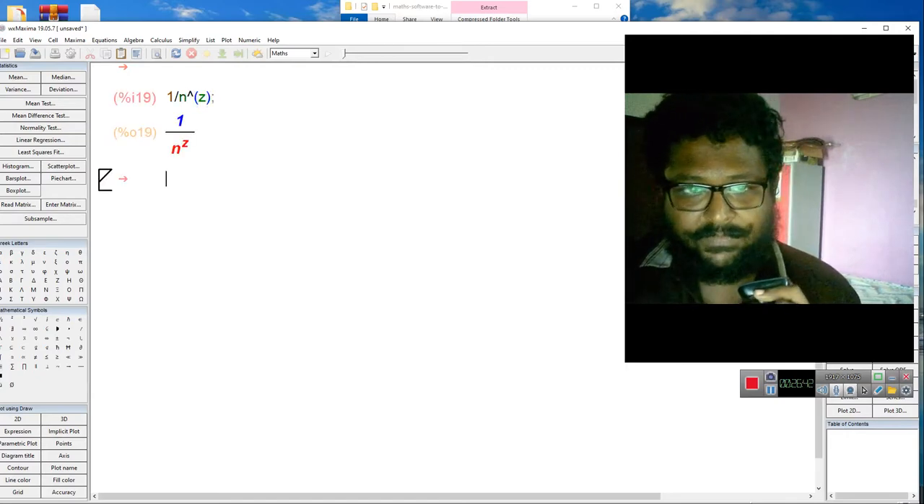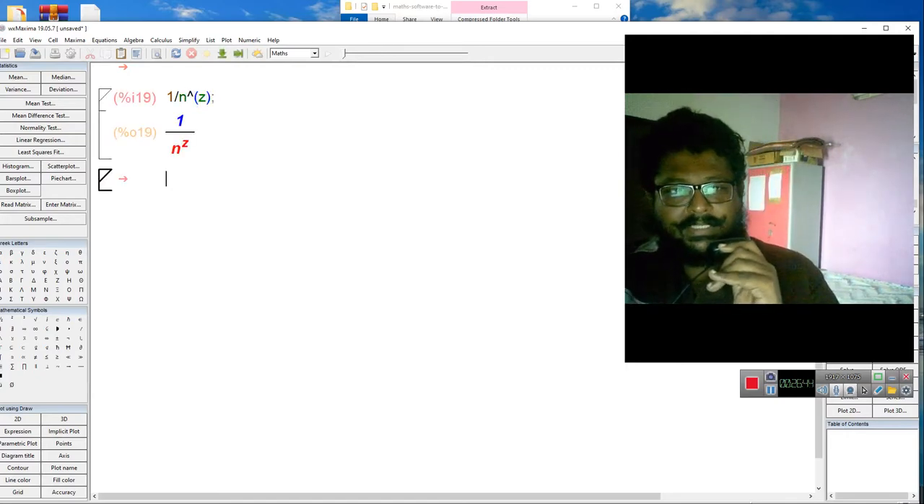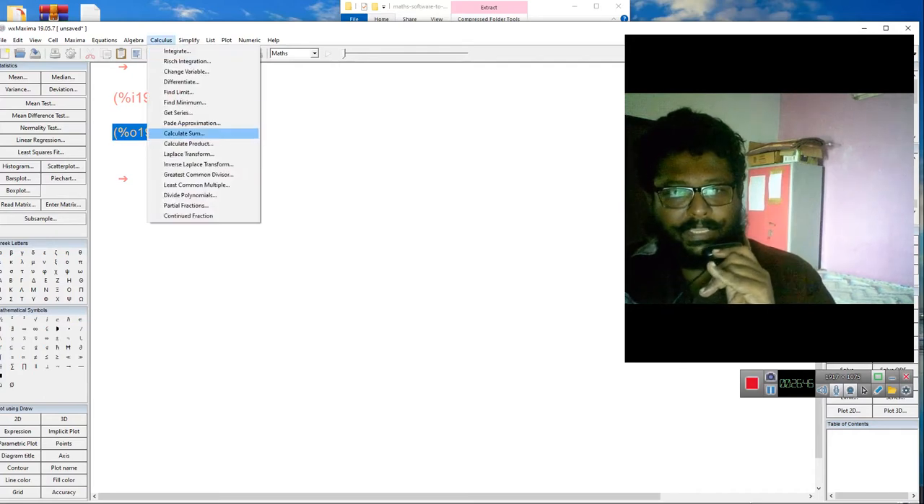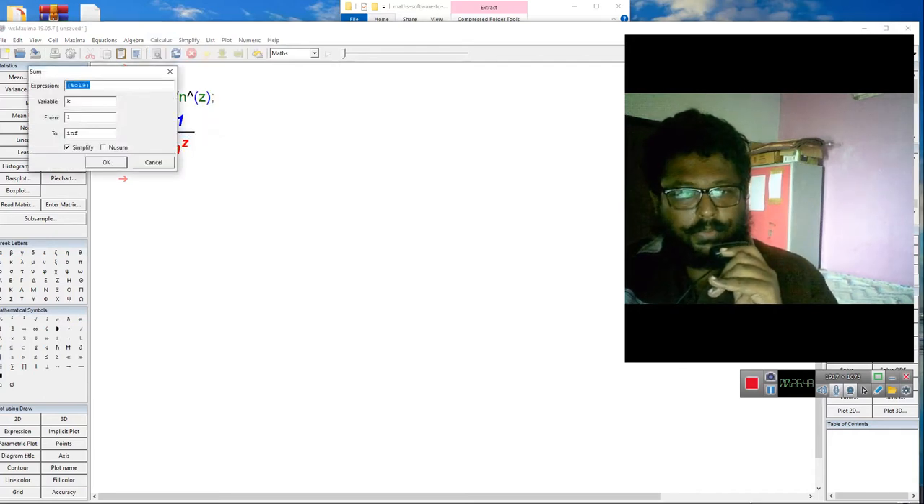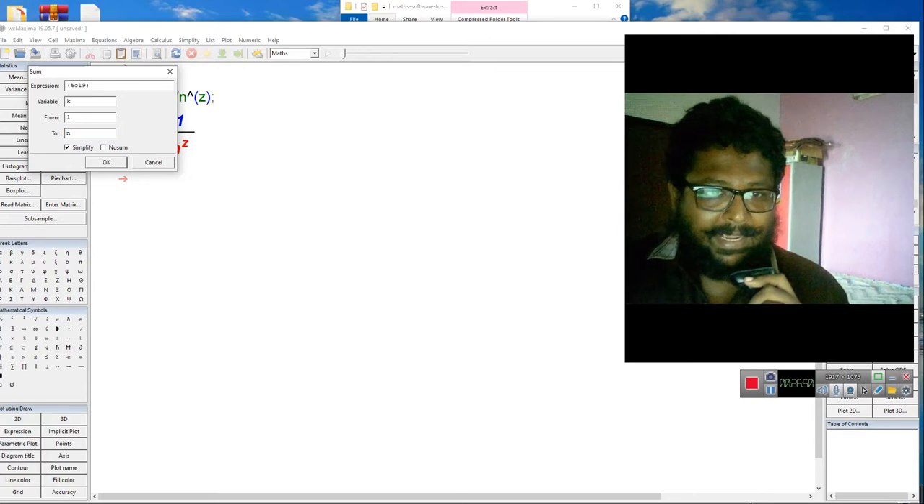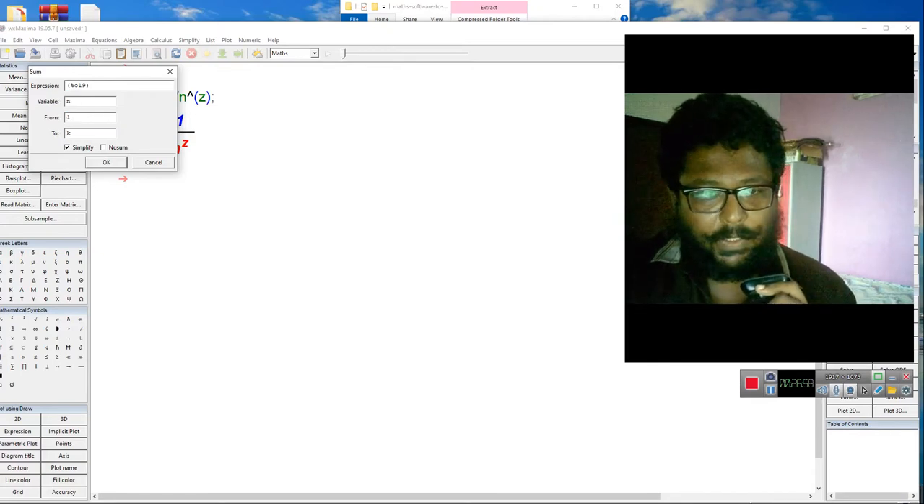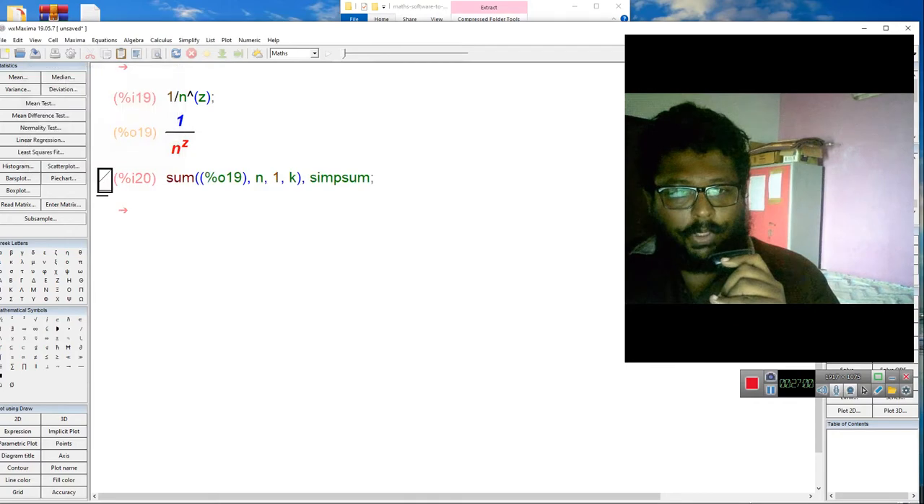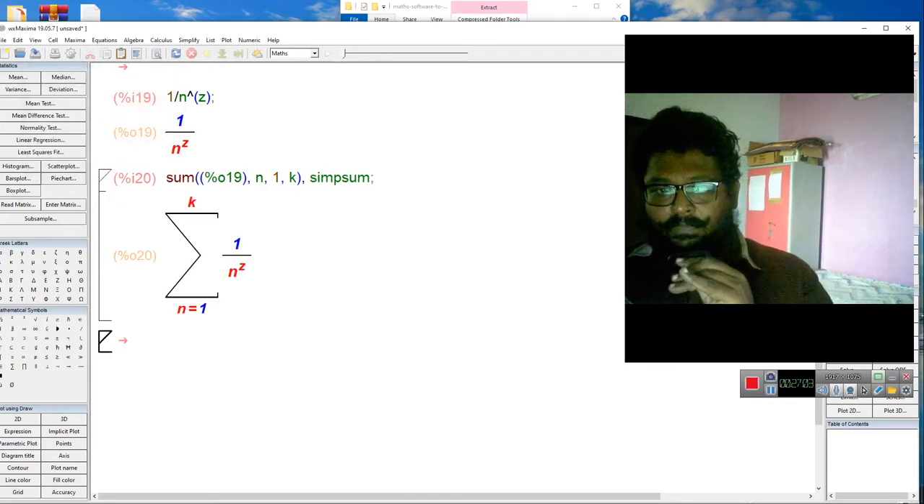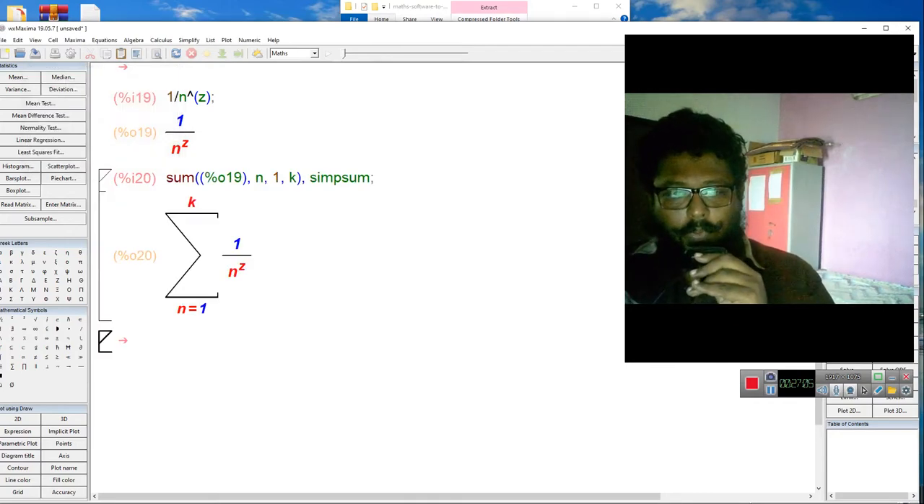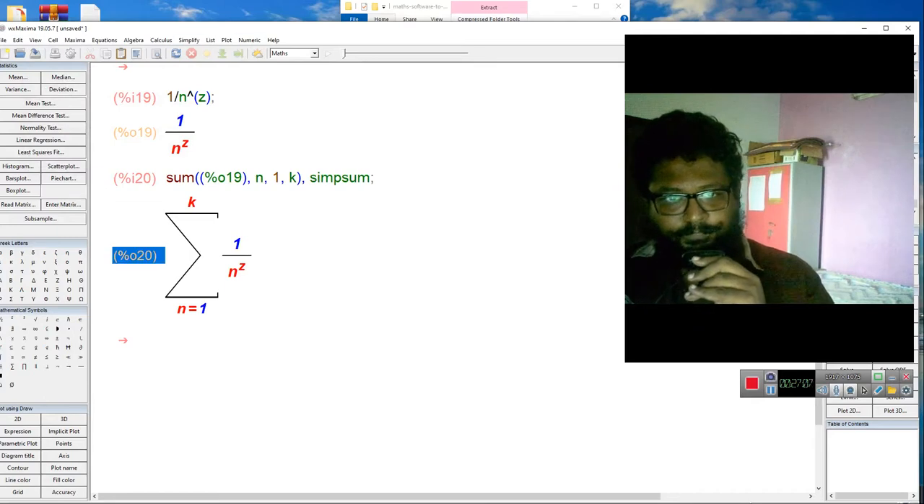S is a complex variable. So now what I'm doing is that I'm going to calculate the sum. Let it be 1 to n, and this is going to be a variable n, and this is going to be 1 to k. So let's plot. So this is the Riemann zeta function.